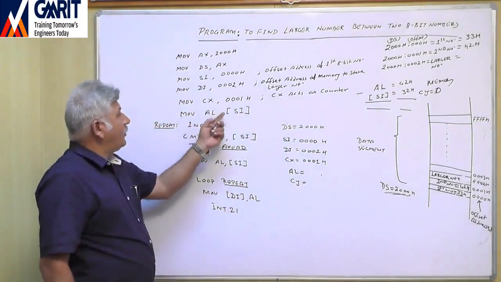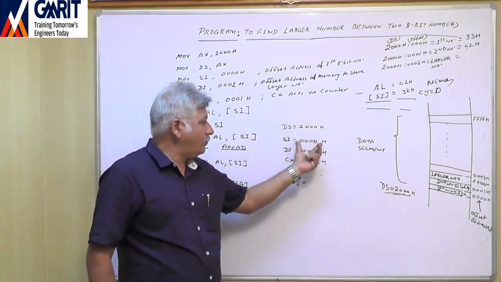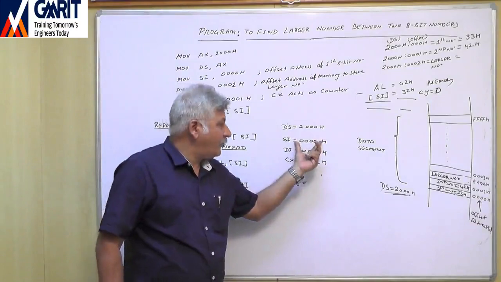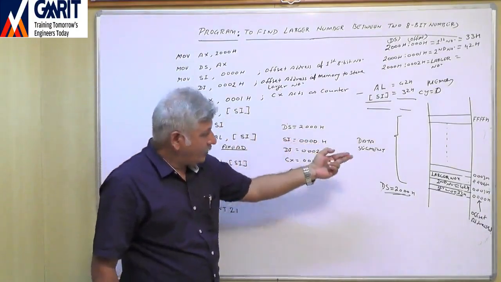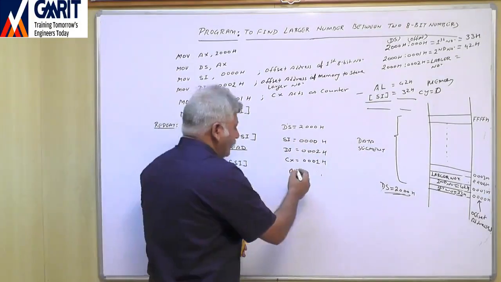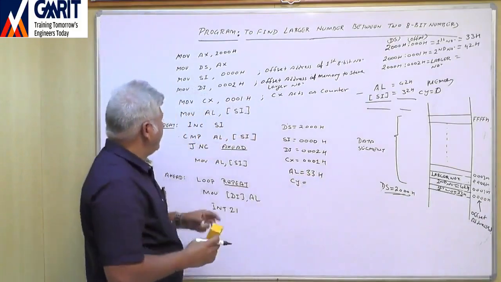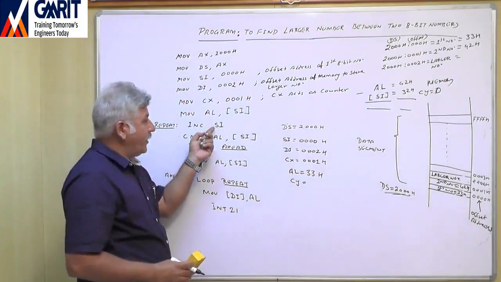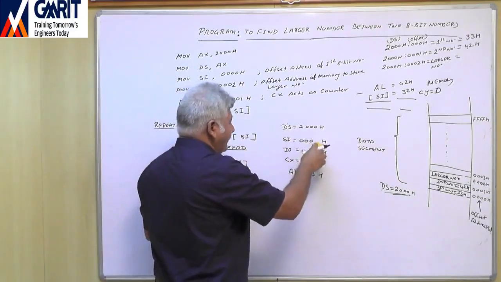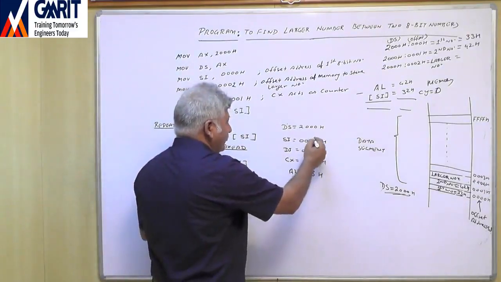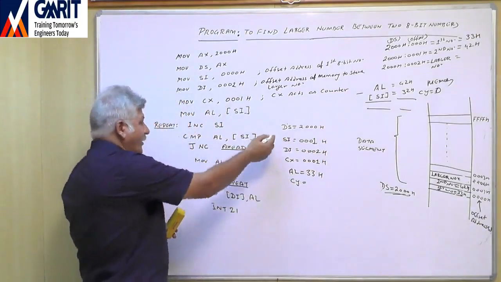Then MOV AL, [SI]. In SI we have 0000. From this offset, one 8-bit number will be moved into AL. At this offset we have the number 33, so AL now has 33H. Then INC SI. We bring the address of the second number into SI, so SI is increased by 1. 0001 is the offset address of my second number, and that is now in SI.